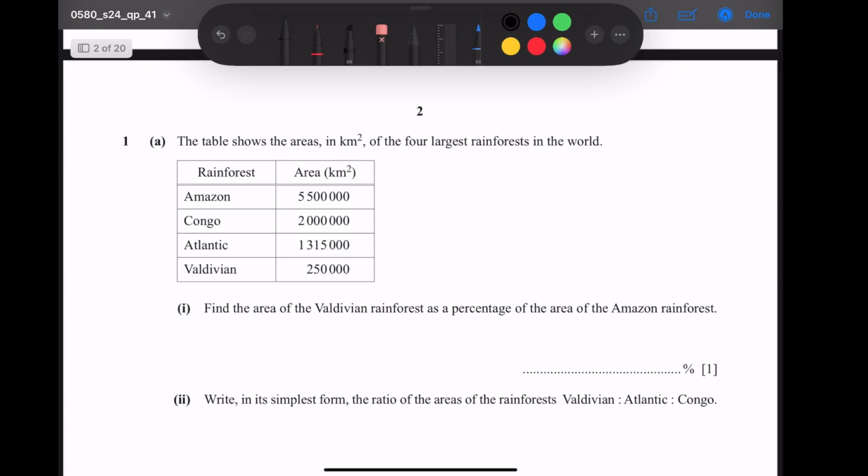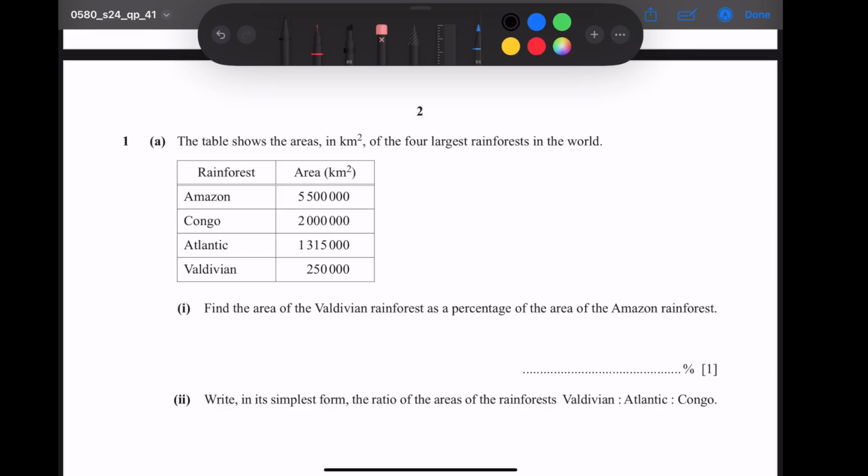Question 1a says that the table shows the areas in square kilometers of the 4 largest rainforests in the world. Now the I part asks you to find the area of the Valdivian rainforest as a percentage of the area of the Amazon rainforest. So for this, we divide the Valdivian rainforest by the Amazon rainforest and then multiply that fraction by 100 to convert it to a percentage.